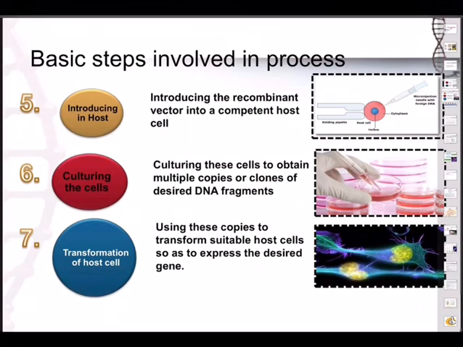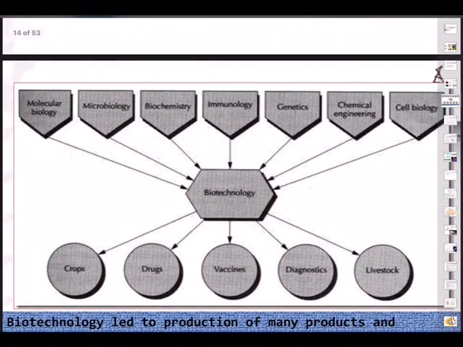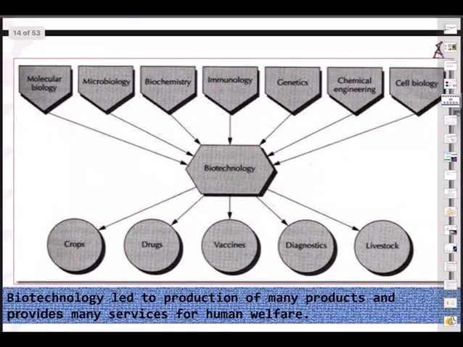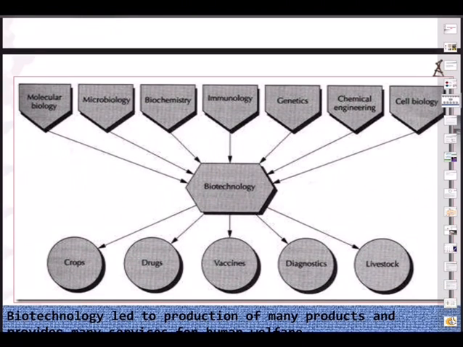And step number 6, culturing the cells. Culturing these cells to obtain multiple copies or clones of the desired DNA fragments. And this last step, transformation of host cells: using these copies to transform suitable host cells so as to express the desired gene. That is the most important. So biotechnology led to the production of many products and provides many services for human welfare.